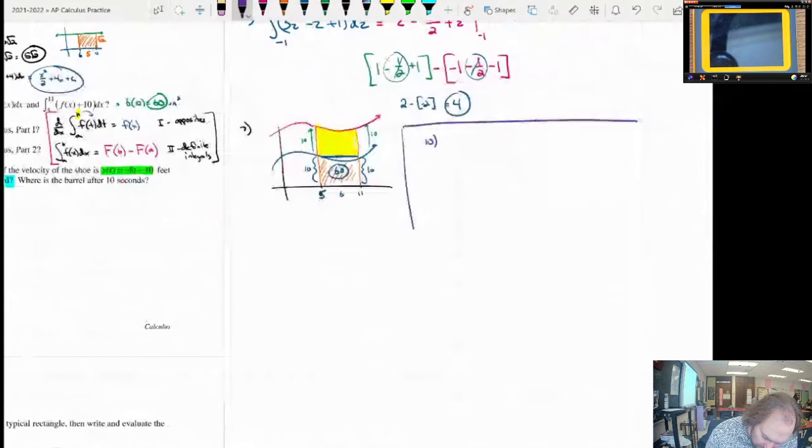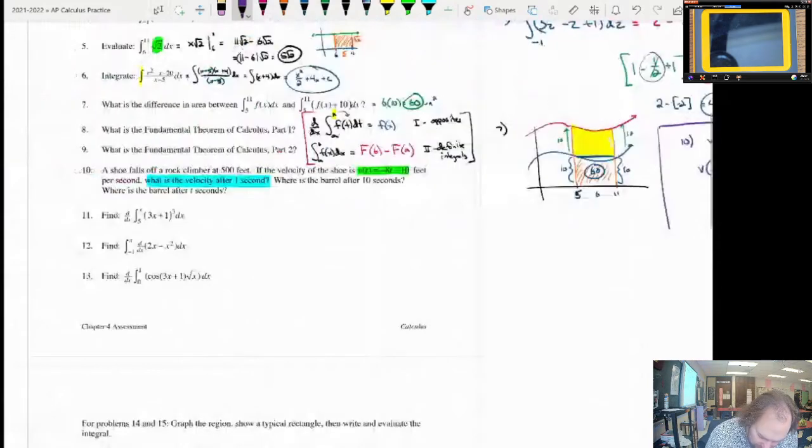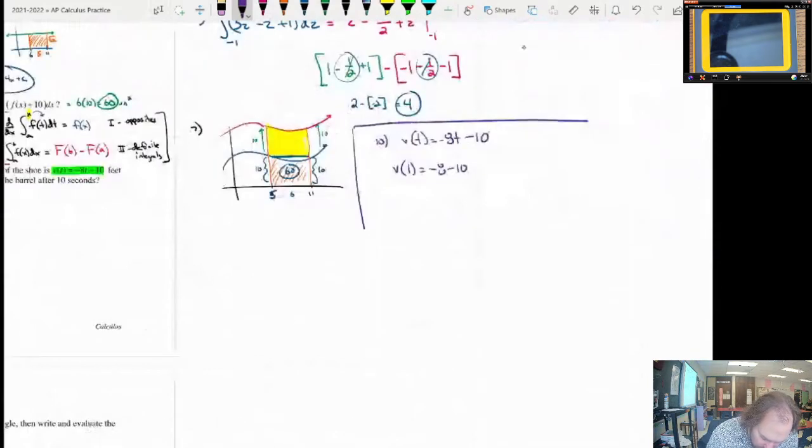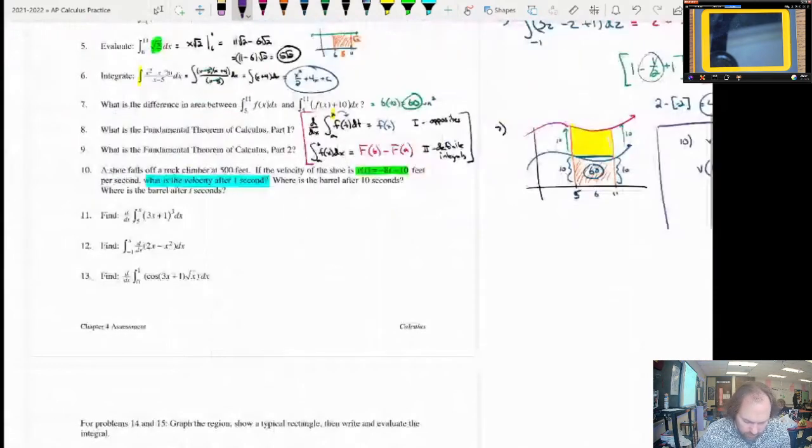They did tell us that v of t is equal to negative 8t minus 10. When they want to know what the velocity is after 1 second, really all we need is v of 1. It's really simple. In that case, it's just negative 8 minus 10, or negative 18. And our units here are feet per second. That part is relatively simple. The next question will be a little more tricky to answer.